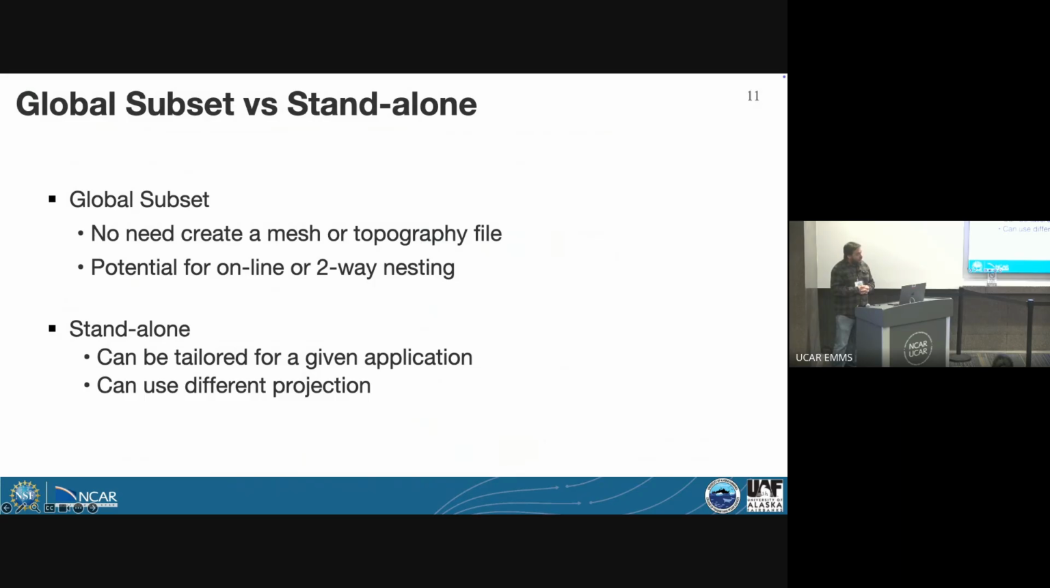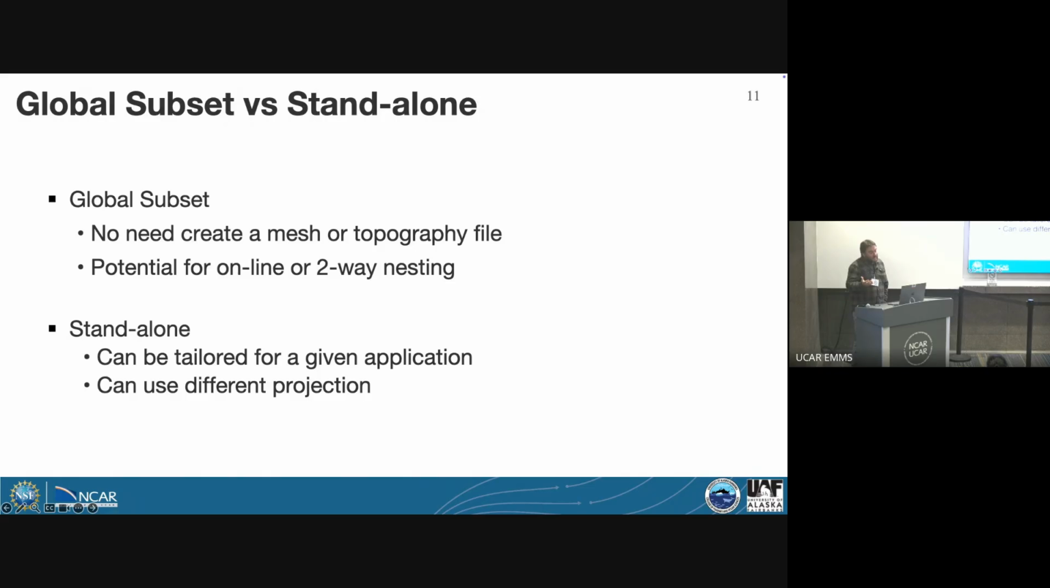It also has potential down the road. It's not something that MOM6 can do right now, but when you think about regional, it is something that people would like to do: online nesting, or even two-way nesting, where your regional model can feed back to the global model that you embedded it in.